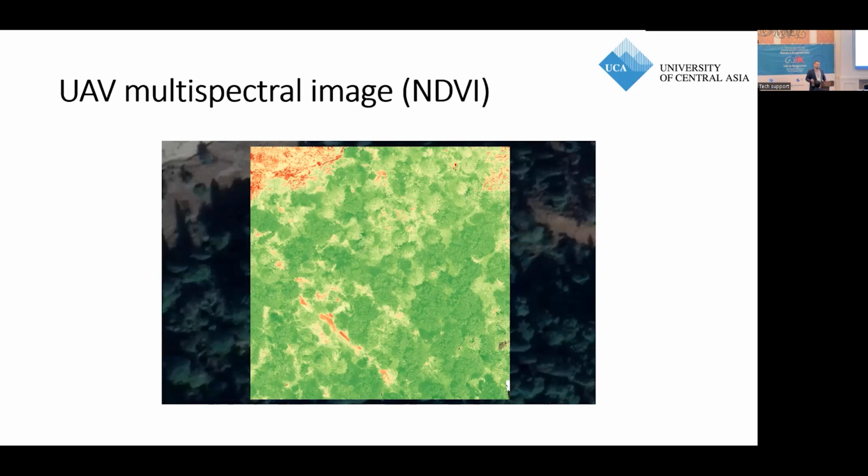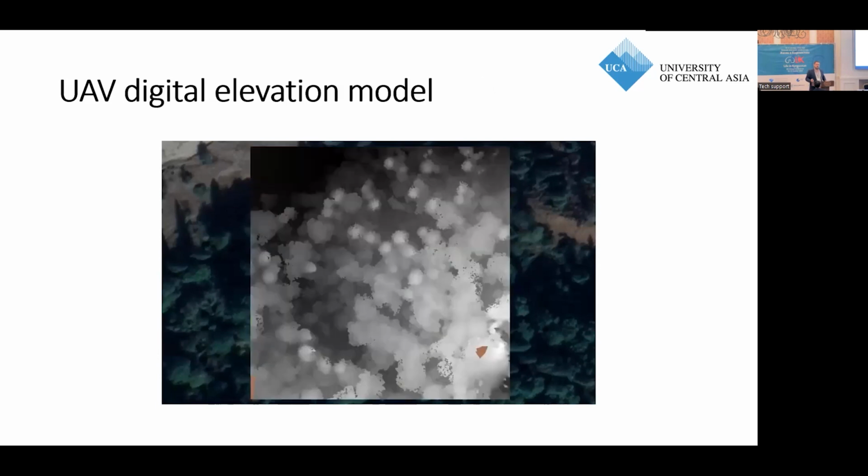So for the same image, we get NDVI calculated, and we can also calculate a digital elevation model, which gives how high each point is above the sea level or above the ground. There are algorithms to recalculate all these values between each other, so we can measure the tree height with just this image. It calculates using the structure from motion algorithm.